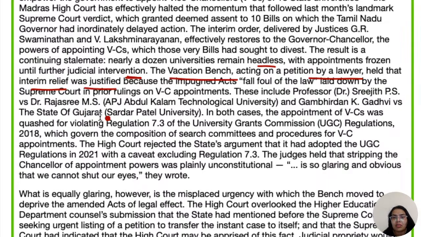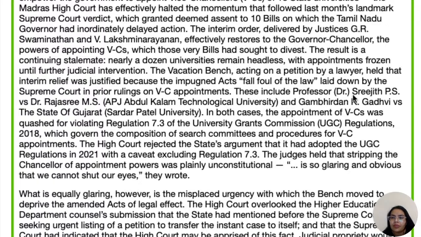So the vacation bench says that interim relief was justified because the impugned acts. अभी acts कौन से हैं? Impugned का मतलब होता है something that was challenged. Okay, it was challenged as it was wrong. तो वो वाले acts थे fall foul of the law laid down by the Supreme Court and prior rulings on VC appointments. Okay, so ये गलत है. Supreme Court doesn't consent to this.